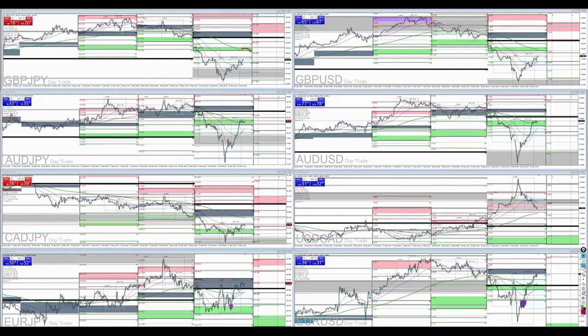Still below the M2. Pulled above the M2, so we'll mark this right here. Still below the M2. This is a setup for possibly tomorrow.